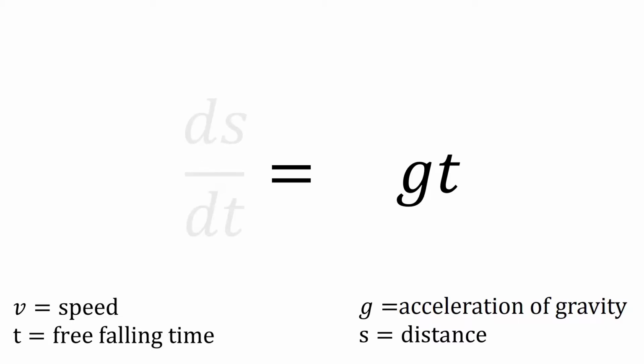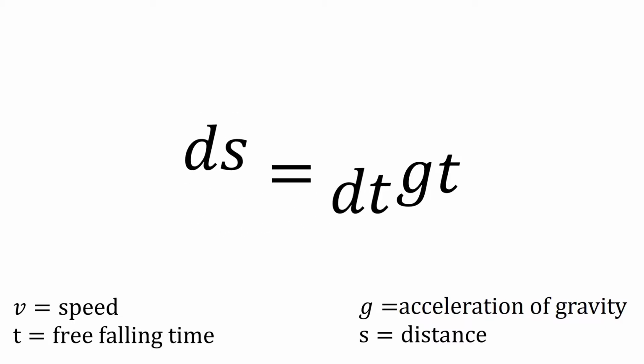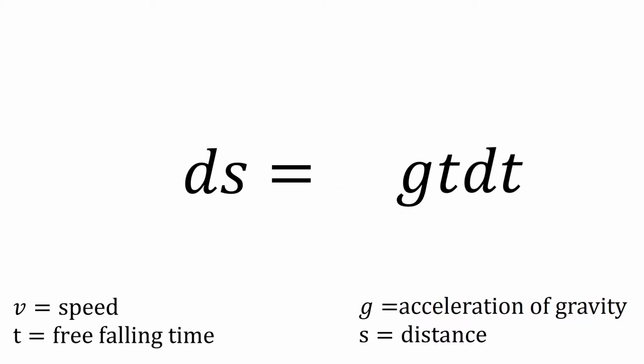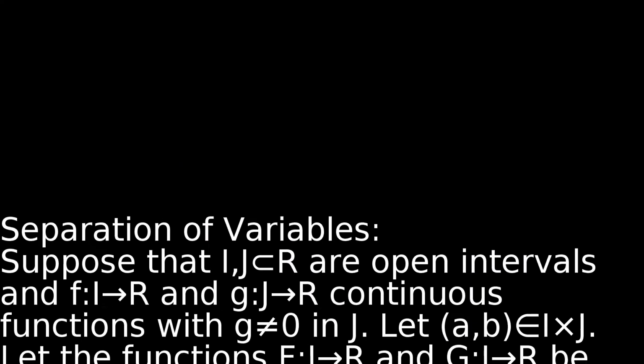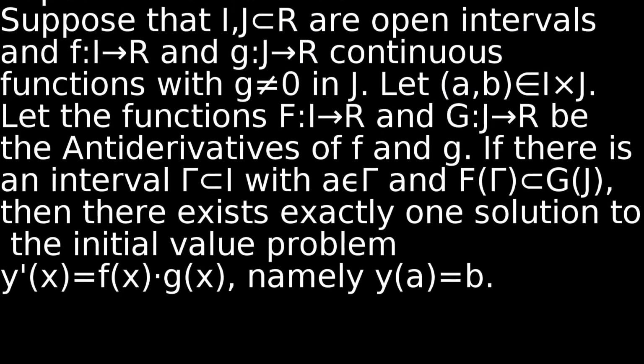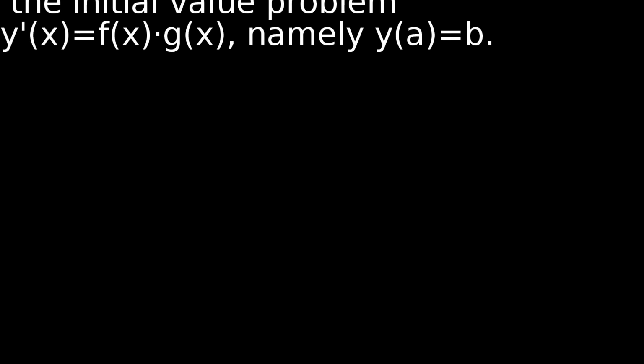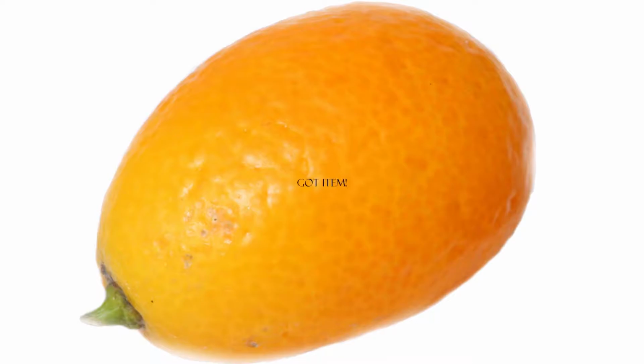Since speed is the derivative of distance, we can simply solve the equation for infinitesimal distance, integrate both sides of the equation to get rid of said infinitesimals, and thereby get an equation that tells us the traveled distance by inserting the free-falling time. Whoa! You just witnessed, and survived, an example of the separation of variables, a method of solving differential equations. If you're still with me, here, have an imaginary kumquat as reward.